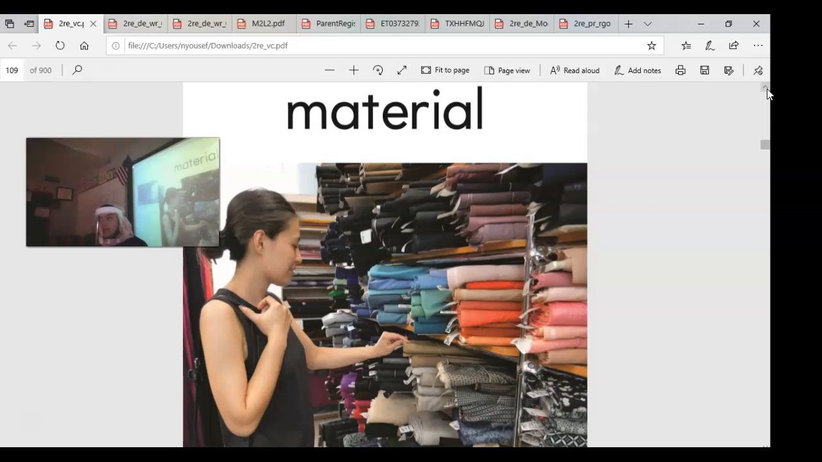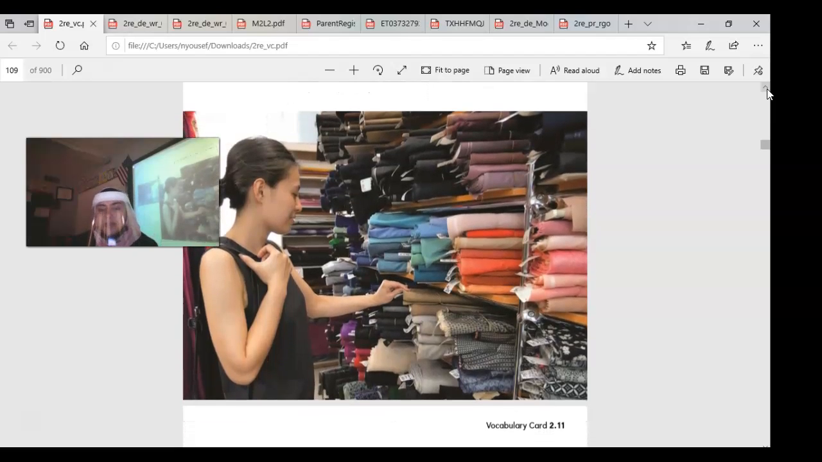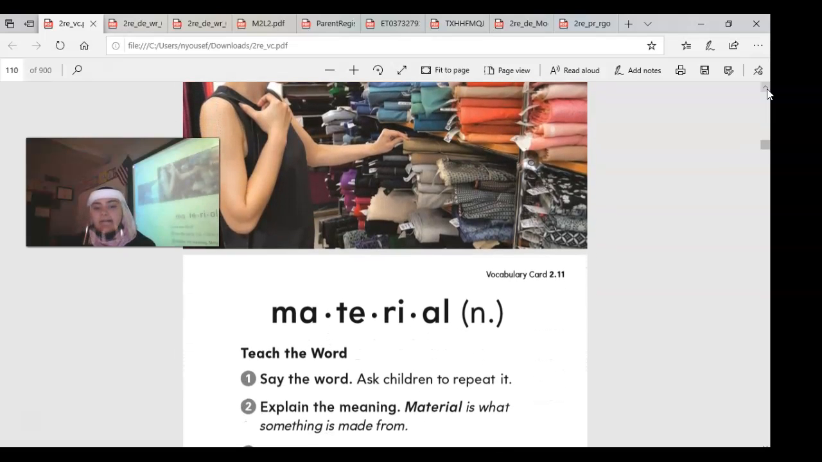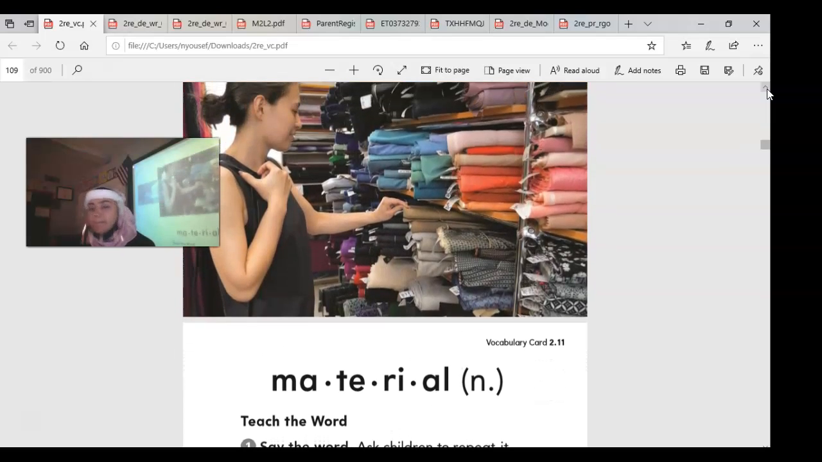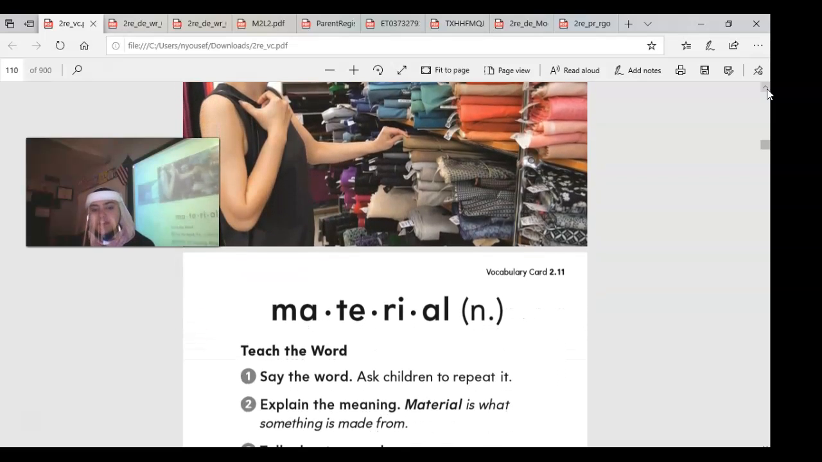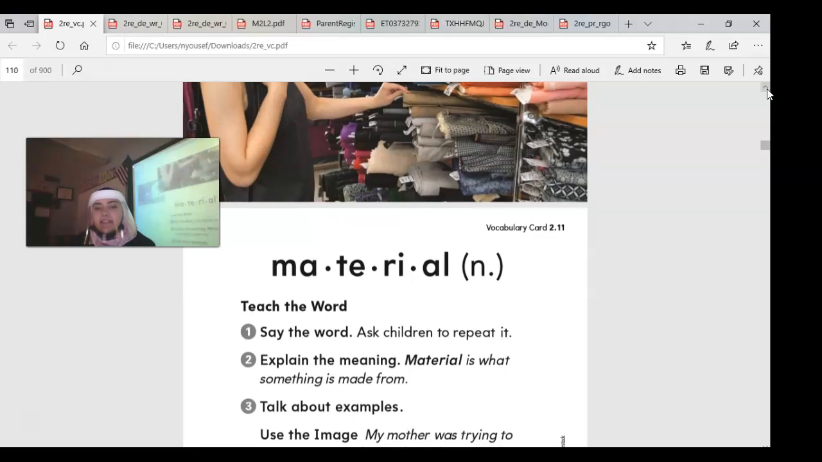Who else can give me another idea? Renaya? The things that you use to make stuff. Okay, maybe like cloth that you use to make things. Ramsey, did you have another idea? Good. Things you can make clothes with. Material is what something is made from. So go ahead and write that down. Write material, and then write is what something is made from.